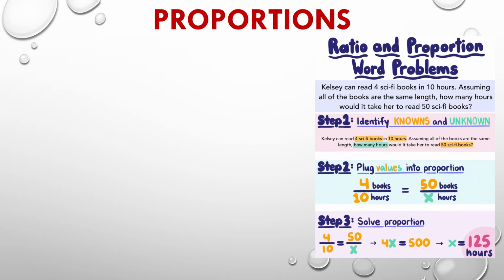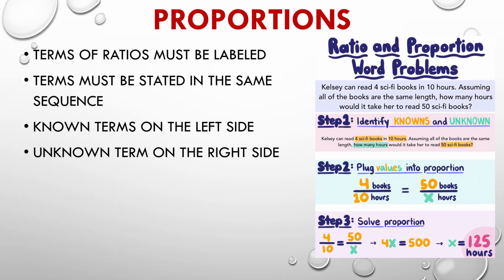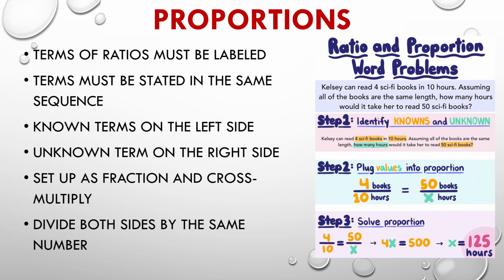All right, now proportions. So if we're doing proportions of things, so the terms of the ratios, we need to label those. So the terms must be stated in the same sequence. Our known terms are on the left side of our proportion. Unknown terms are on the right side. And then we set it up as a fraction. We're going to cross multiply and then divide both sides by that same number. So what in the world is all of this talking about?